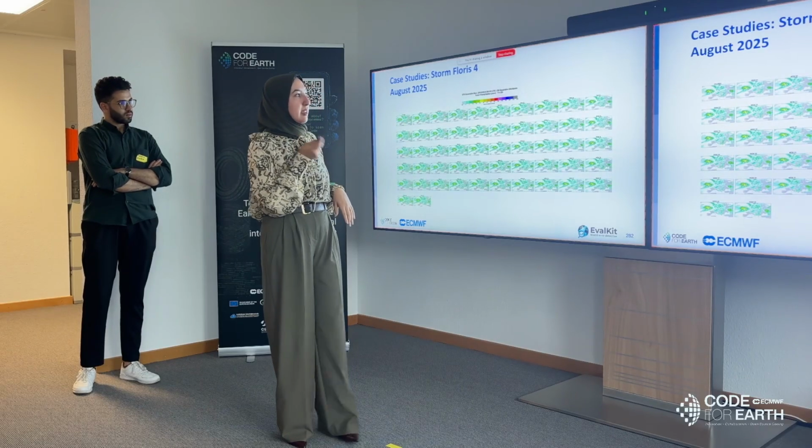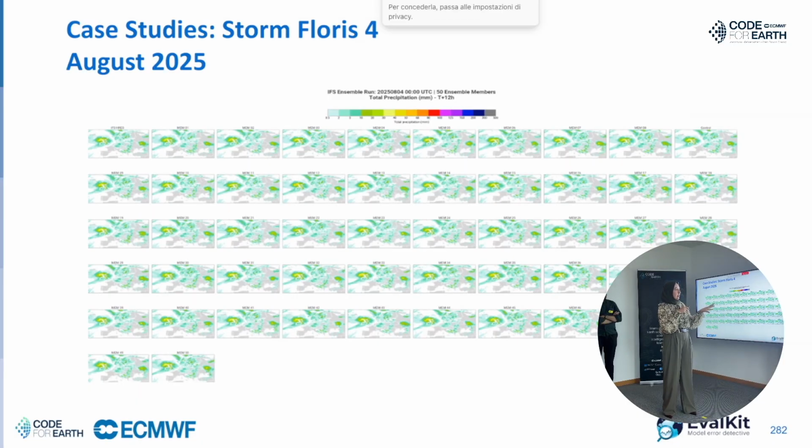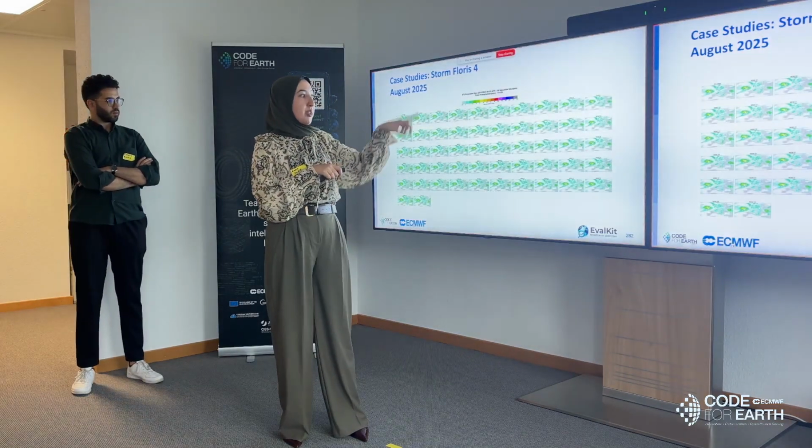Here we have the probabilistic steps. We have the 50 members, so it might be a little small, but here we have the 50 ensemble members. If you focus on the area of Scotland, you can see the yellow color, which appears in all members.